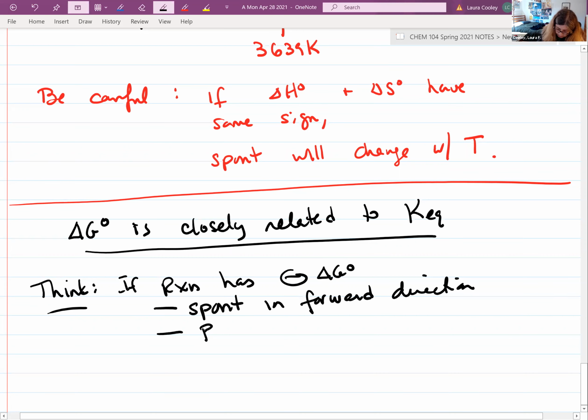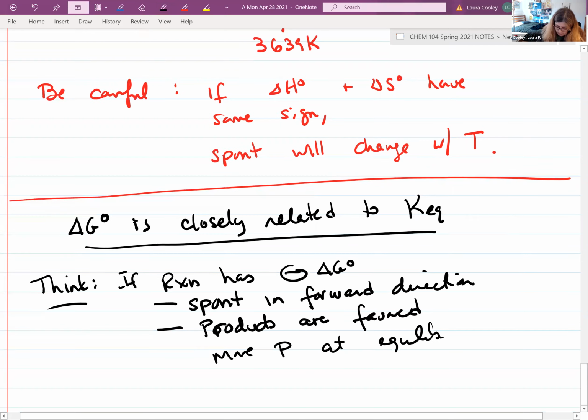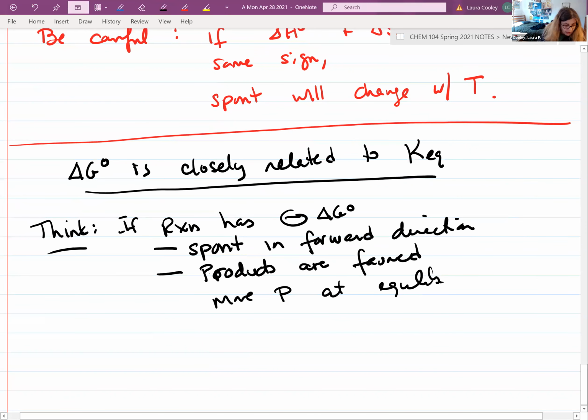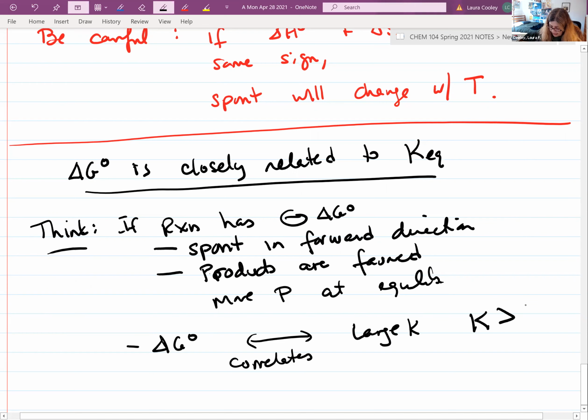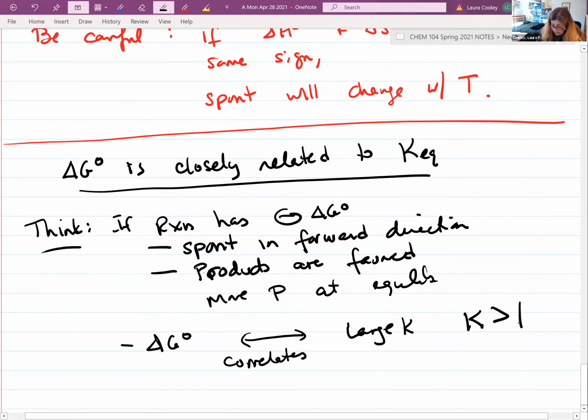That means that the products are favored. There will be more products at equilibrium. So a negative delta G0 correlates with a large K. And what I mean by that is a K that is greater than 1.